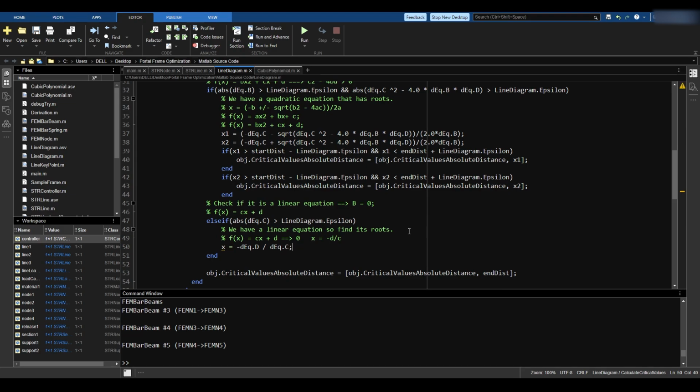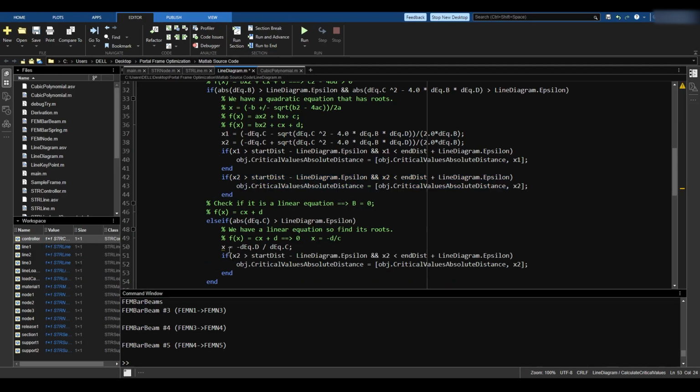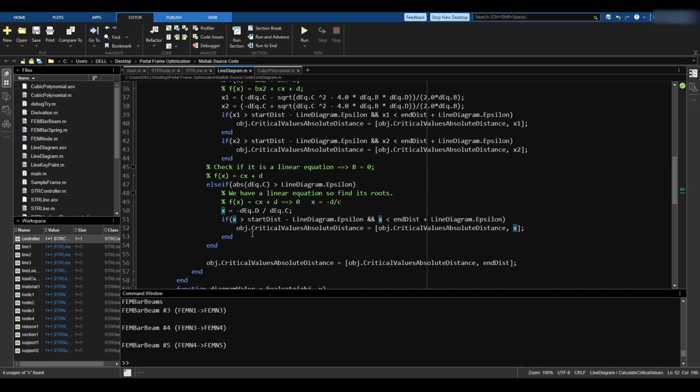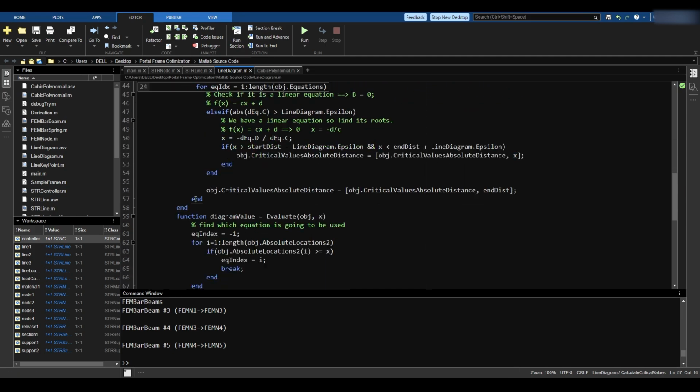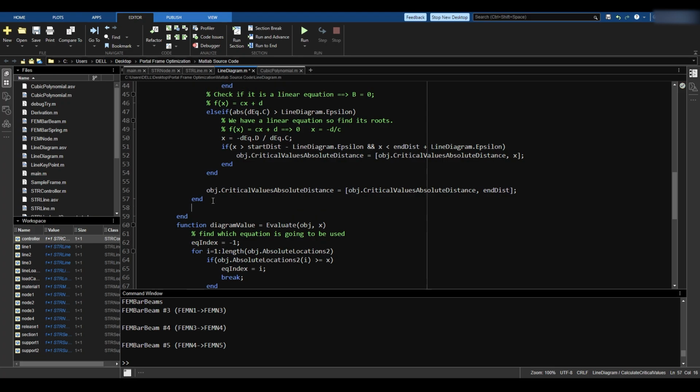Fantastic. And now we can basically do the check again, the entire check here, because I need to make sure that the derivative is inside the place. So yeah, that is how we calculate the critical values absolute distances. But we are not finished yet, because now we need to get the values. So here I will create a for loop to evaluate, for i from 1 all the way to the length of object dot critical values absolute distance.